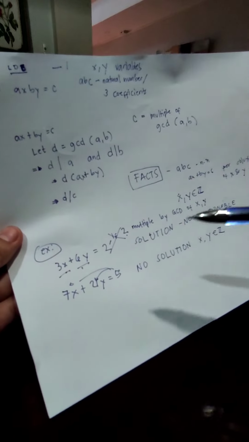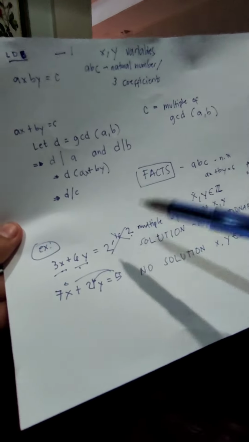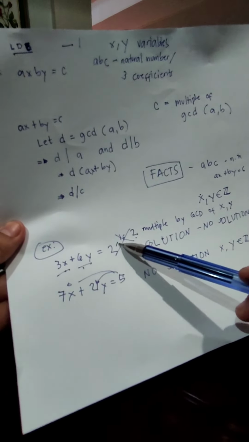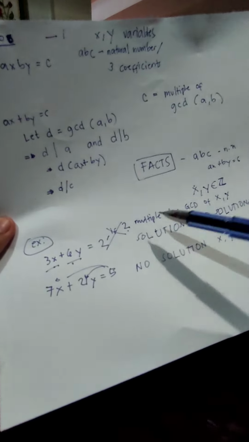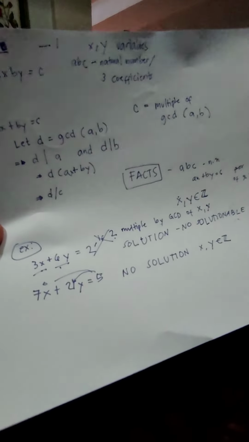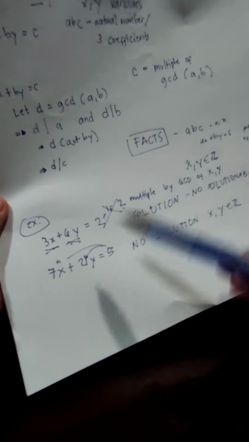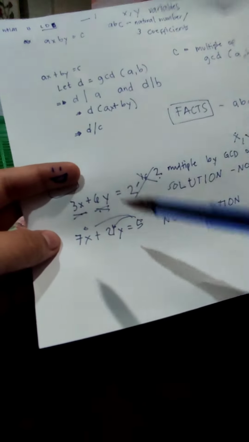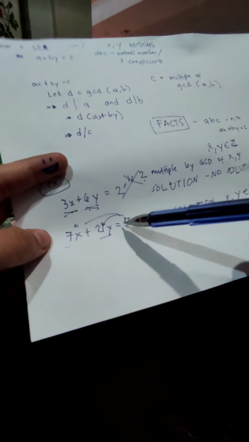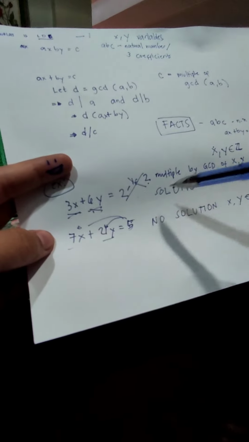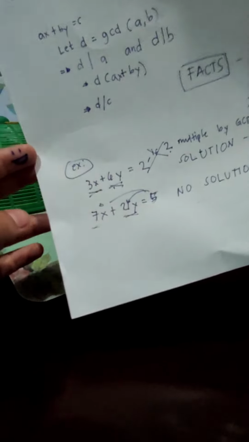The first example is 3x plus 6y equals 2. Since 2 is not a multiple of the GCD of 3 and 6, there is no solution for x and y. The second example is 7 and 21. Since it is not a multiple of the GCD of 7 and 21, there is no solution.